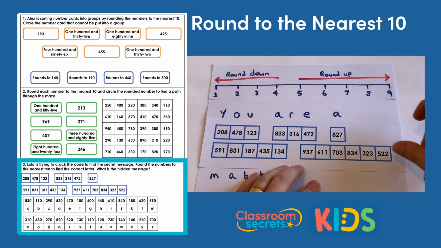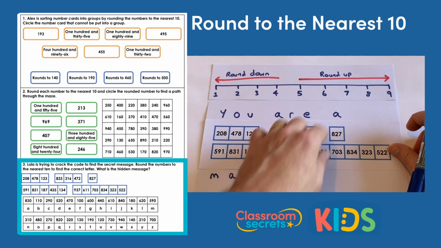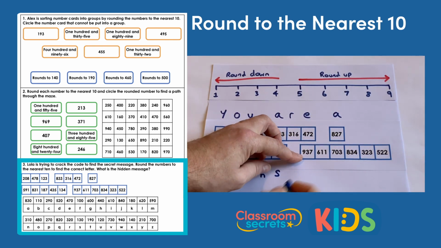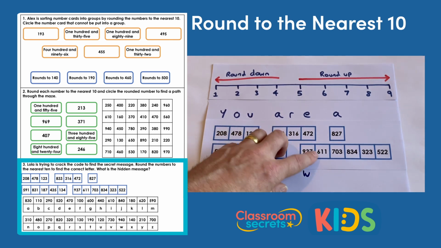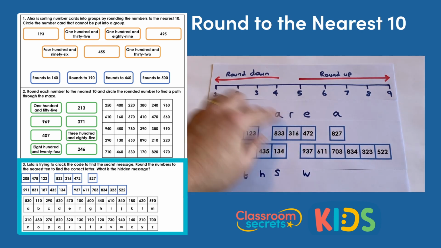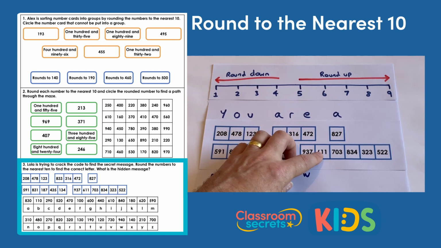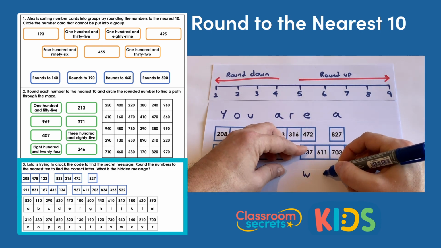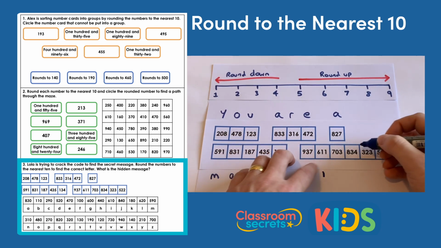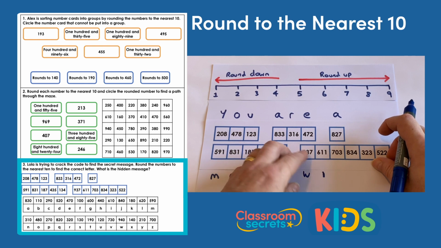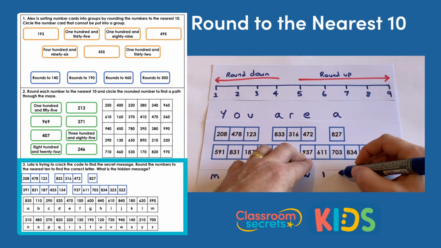937, that has 7 ones, so we're going to round that up to 940, and that will be the letter W. 611 has 1 one, so we'll round that down to 610, and that will be the letter I. 703, that has 3 ones, so we'd round that down to 700, and that's letter Z.